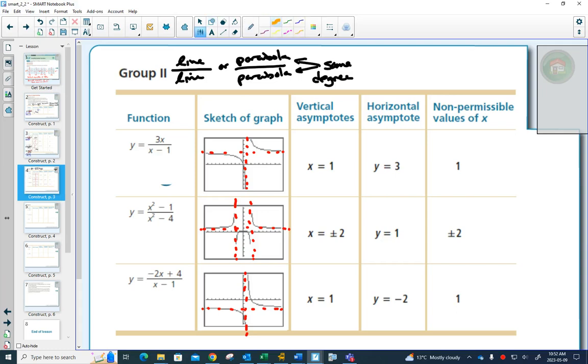If you could factor, for example, this one can factor to x plus 1, x minus 1, and the bottom factors to x plus 2, x minus 2, but none of the factors cancel out and go away. You don't have any holes. Then every non-permissible value ends up being a vertical asymptote. The interesting thing in this one is we have horizontal asymptotes at different values. Okay? So, characteristics.